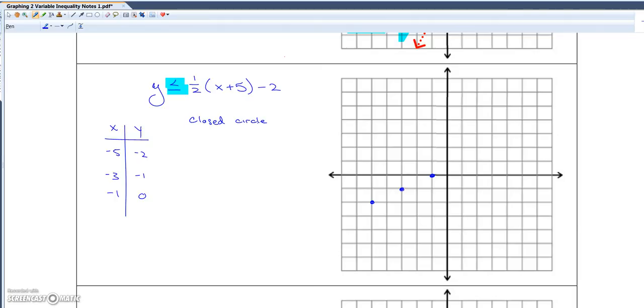And since it's a closed circle, we should close the line. It's going to be a solid line, just like what we did before, back in the first chapter of the school year. Your line should go like that.